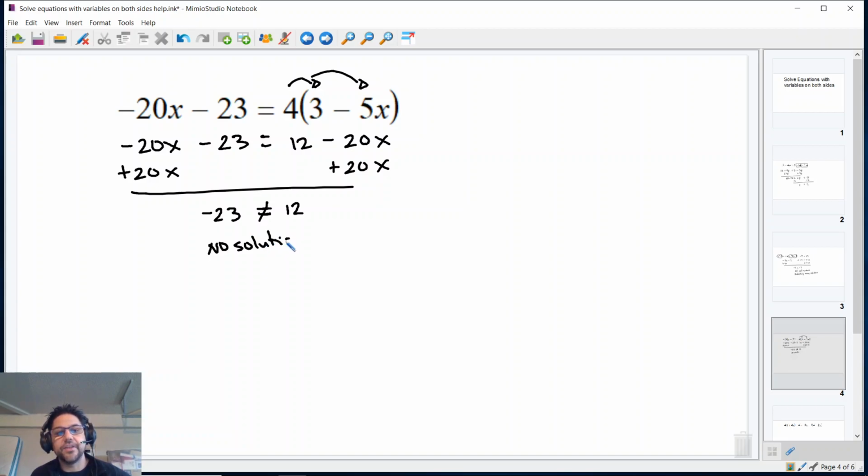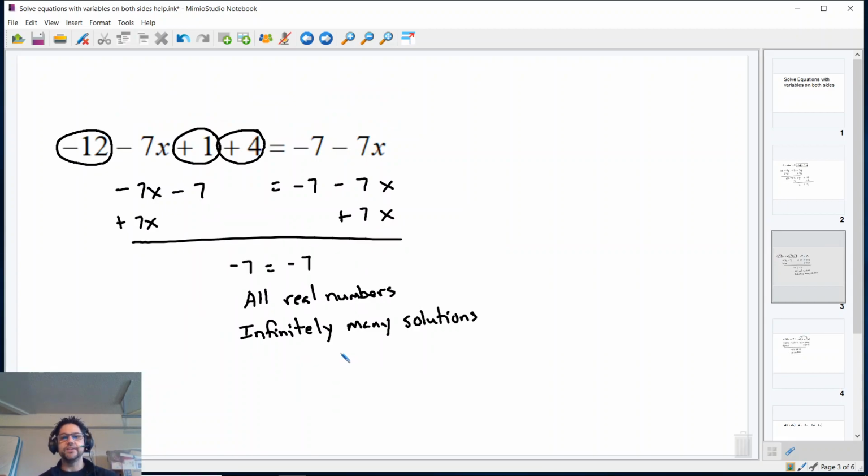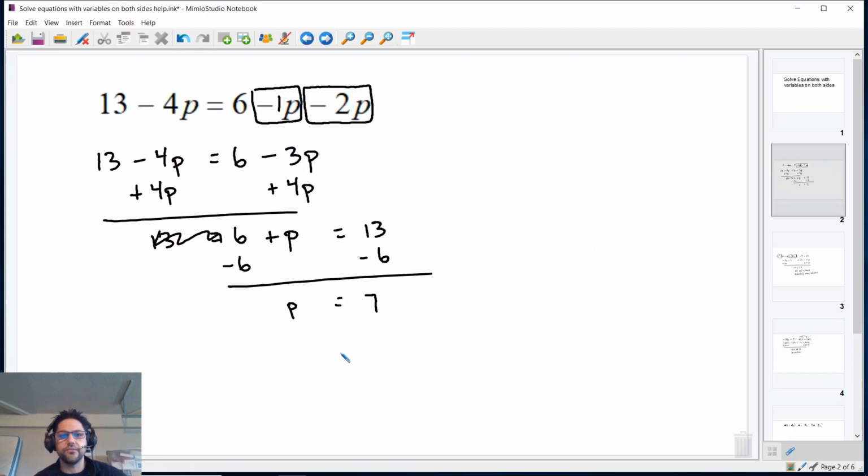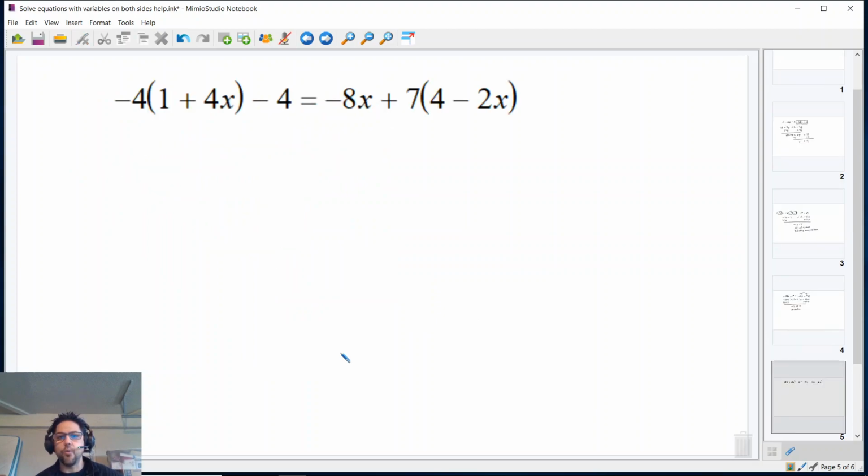Which again means that there is no value for x that I could substitute for the original problem that would give me a true statement. I would never be able to get 5 equals 5, 6 equals 6, because I would always have it off like this. Negative 23 cannot equal 12. No solution answer. So we got two special answers: infinitely many solutions, or all real numbers, no solution, and then again we can have one answer, which is like what we had here for our first problem. So let's try one more, and then we'll talk about our fraction skills.